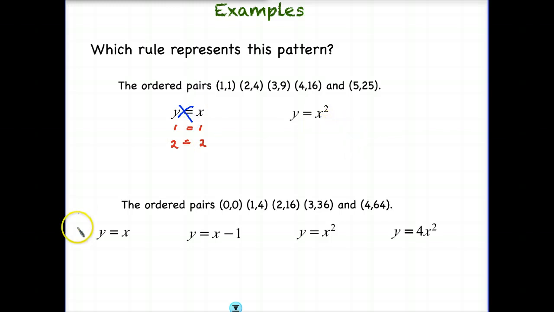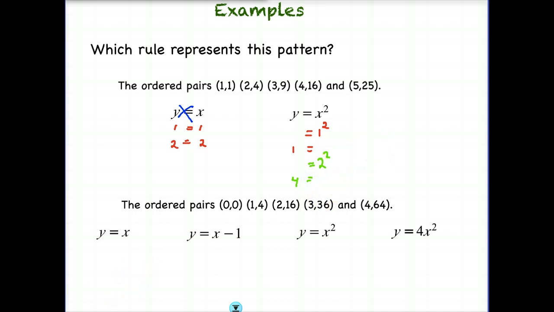Let's check the second rule and make sure that works. Okay, so let's plug a 1 in for x. So we would have 1 squared, which is equal to 1. So that works. Let's try our second point. In our second point, we have a 2 for x, so let's plug in a 2 and square it. And 2 squared is equal to 4, so that works.